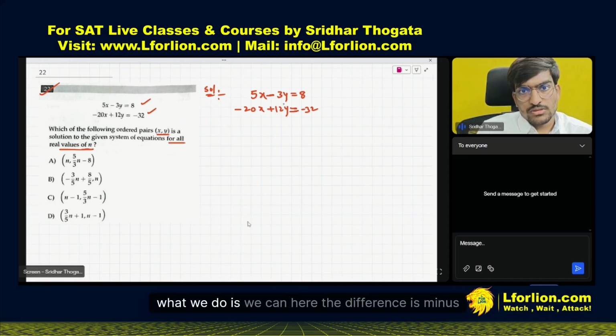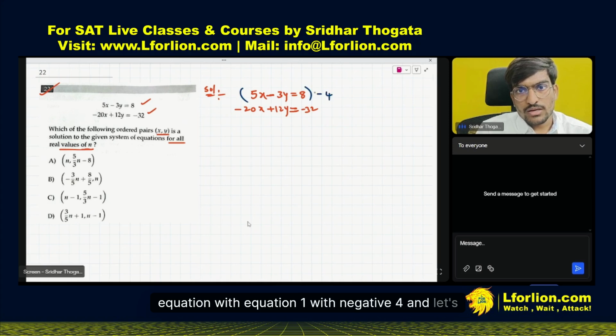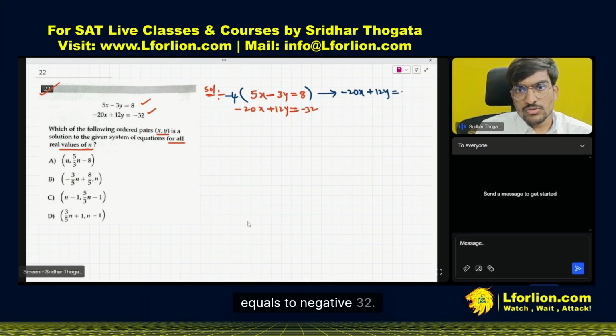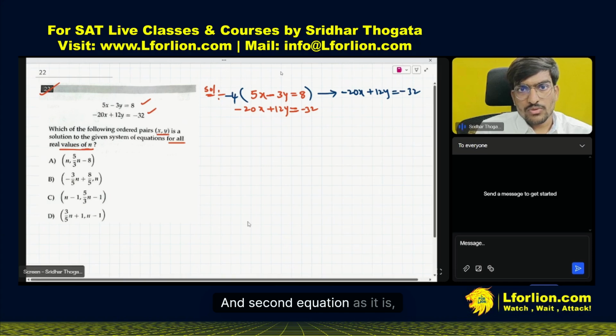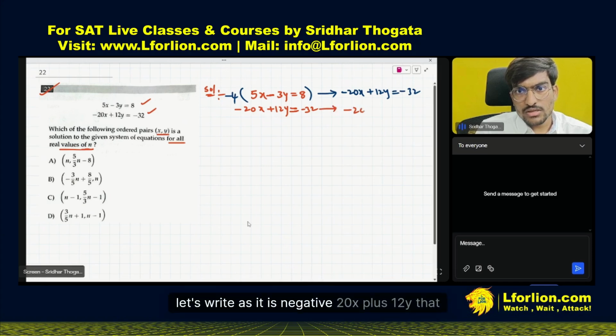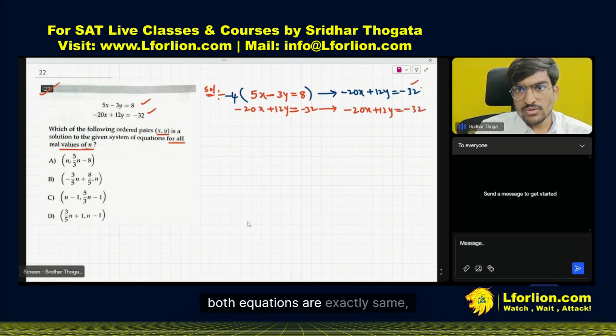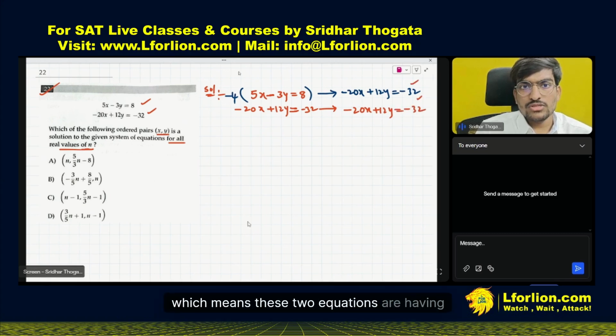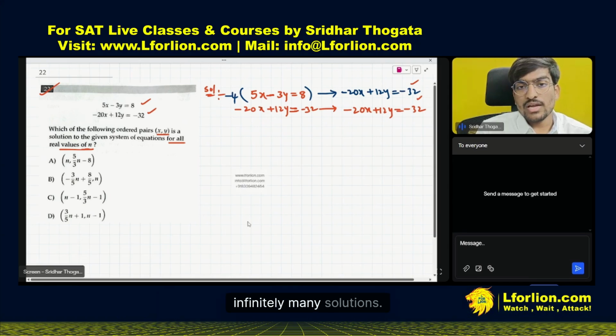The difference here is negative 4, and mostly here also. Let's multiply equation 1 with negative 4, and keep equation 2 as it is. So this is going to be negative 20x plus 12y equals negative 32. And the second equation as it is, negative 20x plus 12y equals negative 32. You see both equations are exactly the same, which means these two equations have infinitely many solutions.